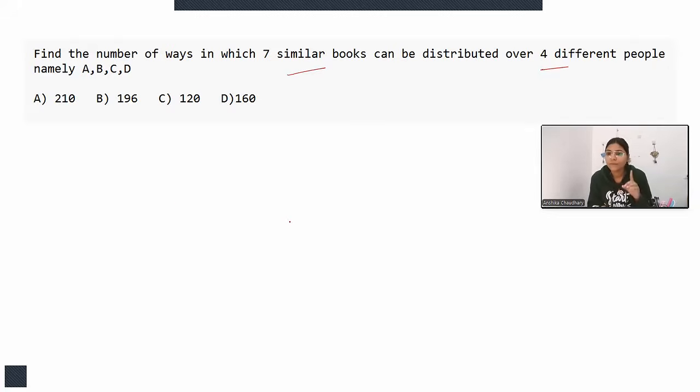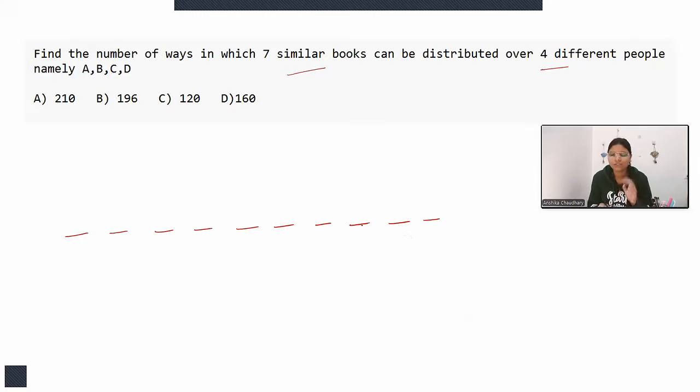Okay, 7 plus those 3 cuts, so I will make 10 spaces. 1, 2, 3, 4, 5, 6, 7, 8, 9, 10. Right? Don't ask why I did it, because it is a shortcut trick. I have explained the concept now. 7 books and those 3 cuts, so I have made 10 spaces. Now I need to distribute the books among those, right?